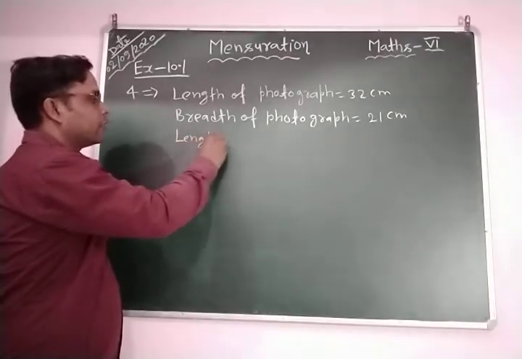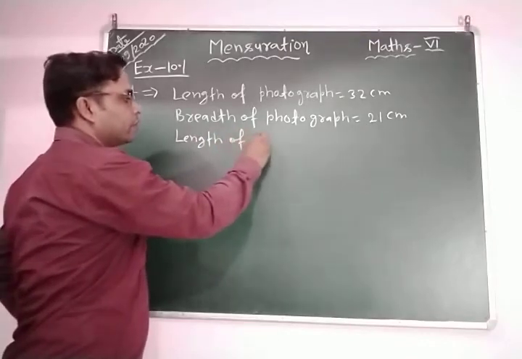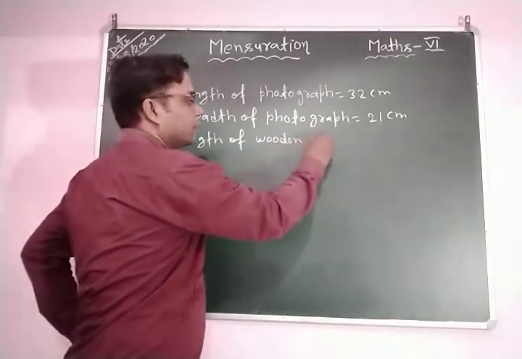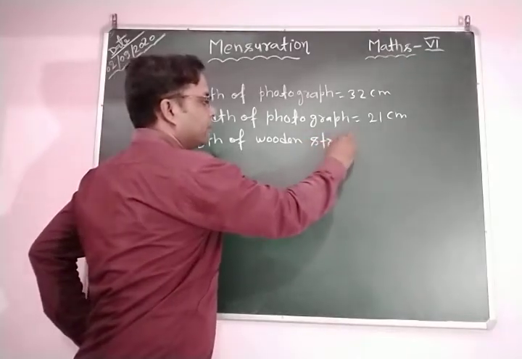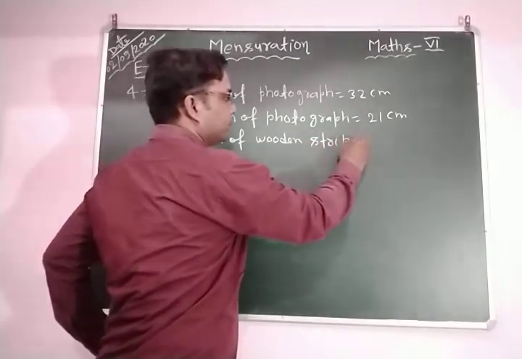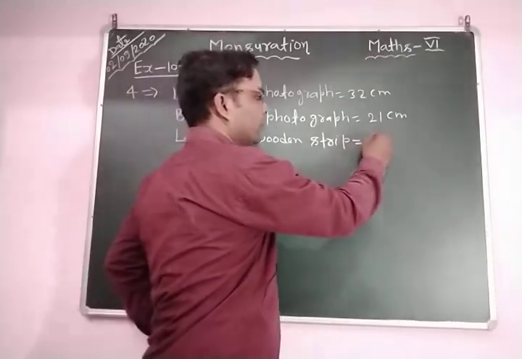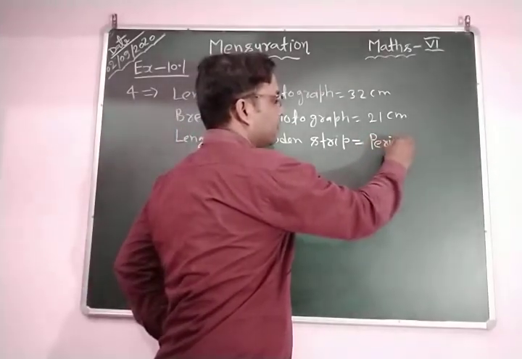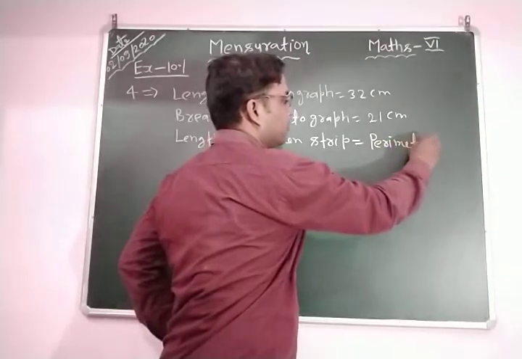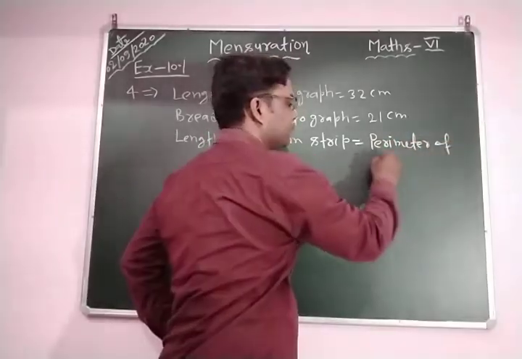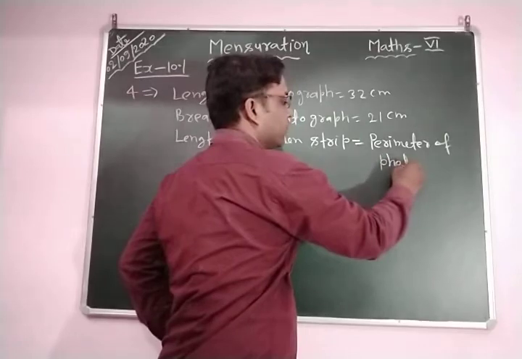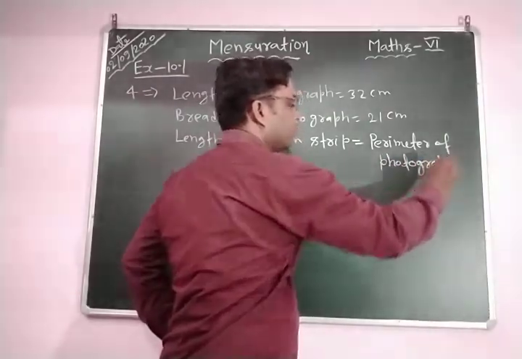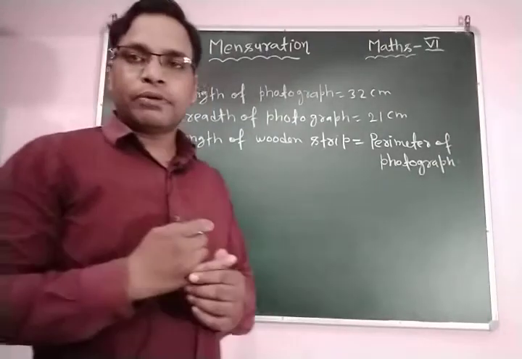We need to find the length of wooden strip. This is equal to the perimeter of the photograph. Okay, so what is the perimeter of the photograph?